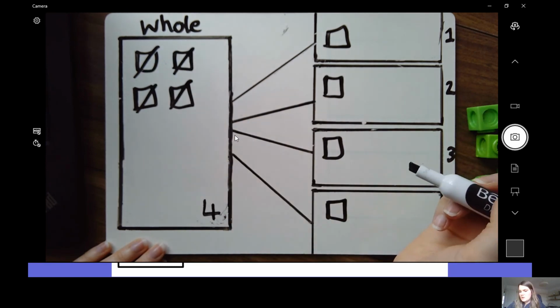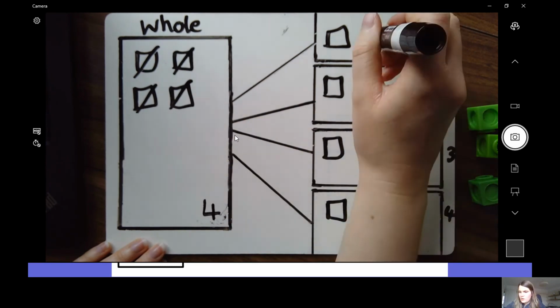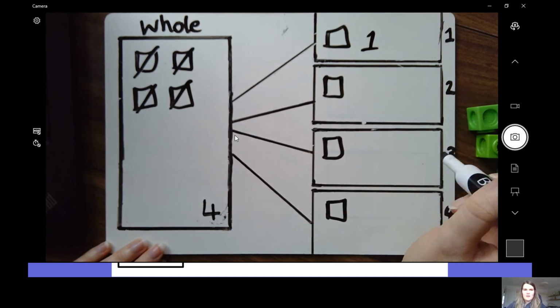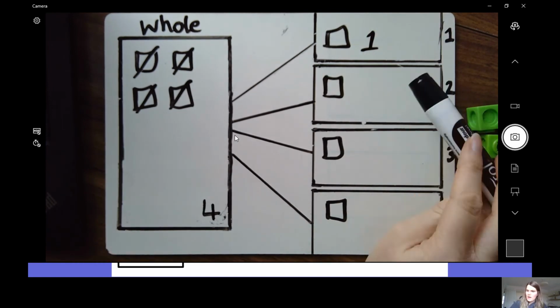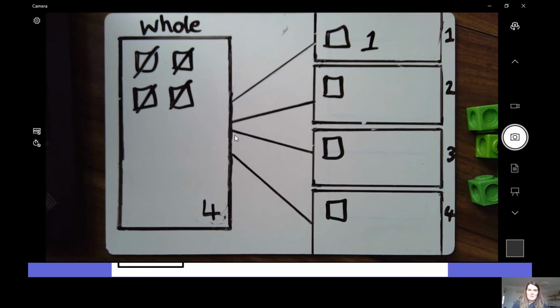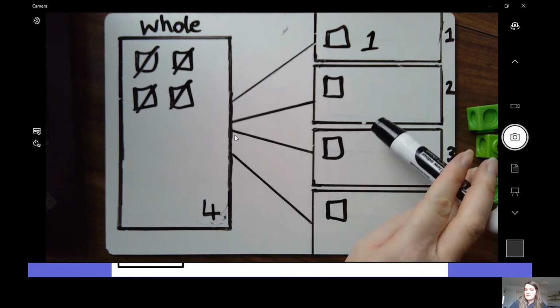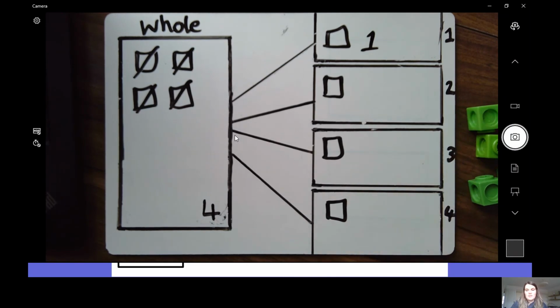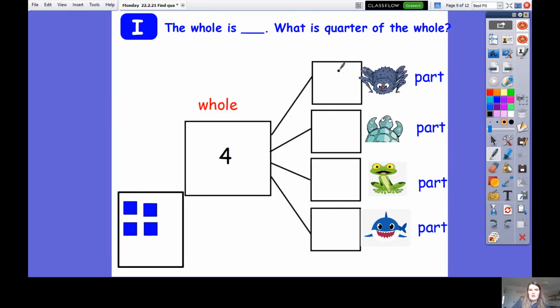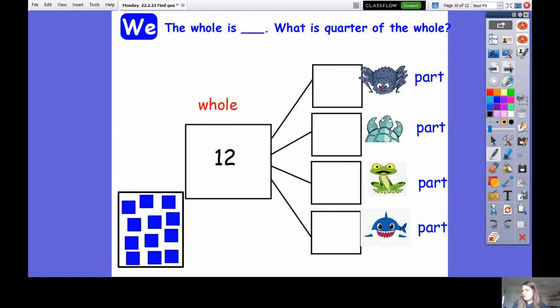What is quarter of 4? Well, quarter of 4 is 1. They each have 1 in the part. There are 4 parts. Each part has 1, which means quarter of 4 is 1. When I share it out, they only have 1 each. But is it shared equally? It absolutely is. Fantastic. Okay, let's try with a bit of a higher number this time. Who can tell me what my number is?